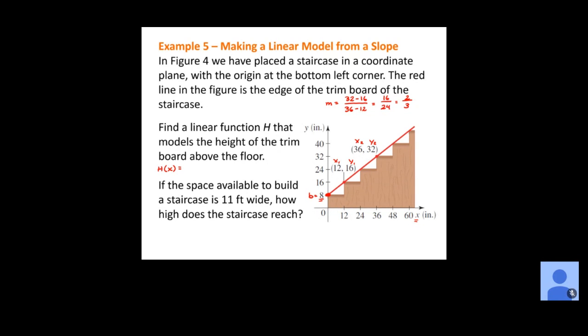So now that we have our slope and we have our y-intercept, now we can write our function. This is going to be 2/3 x plus 8. All right, so that answers the first part. Now the second part says if the space available to build a staircase is 11 feet wide, how high does the staircase reach? So what we want to figure out now is what is our h of x value if the staircase is 11 feet wide, meaning the x value here is going to be 11 feet.